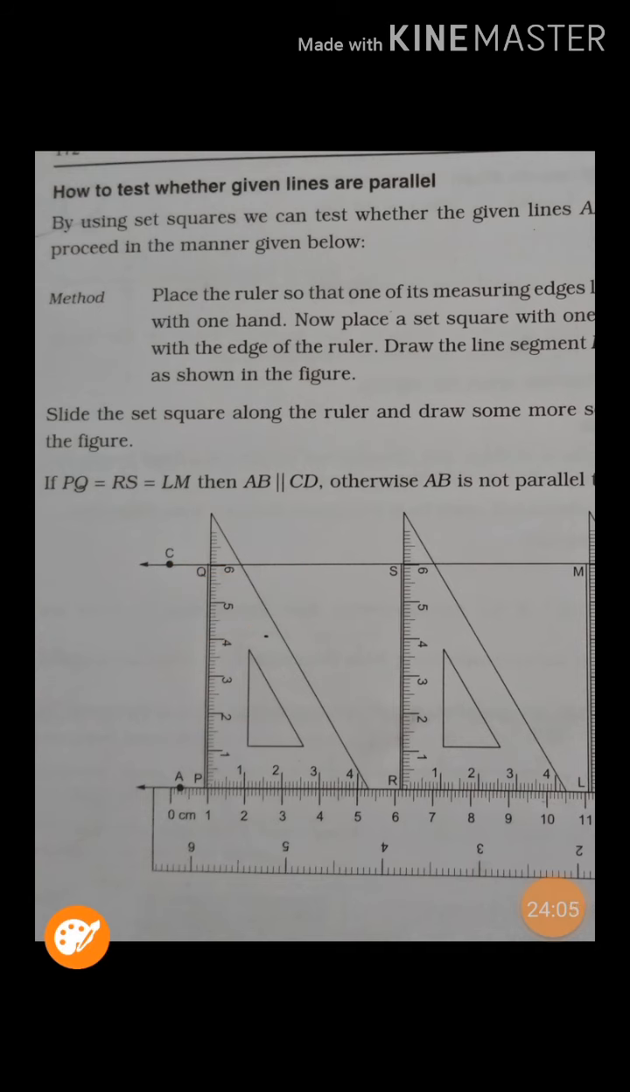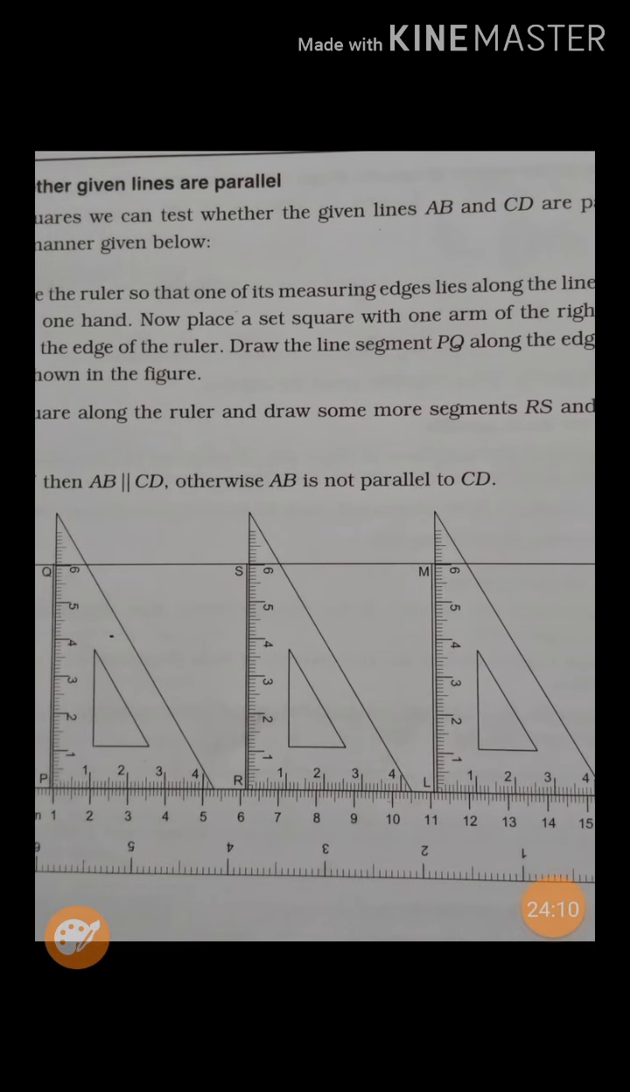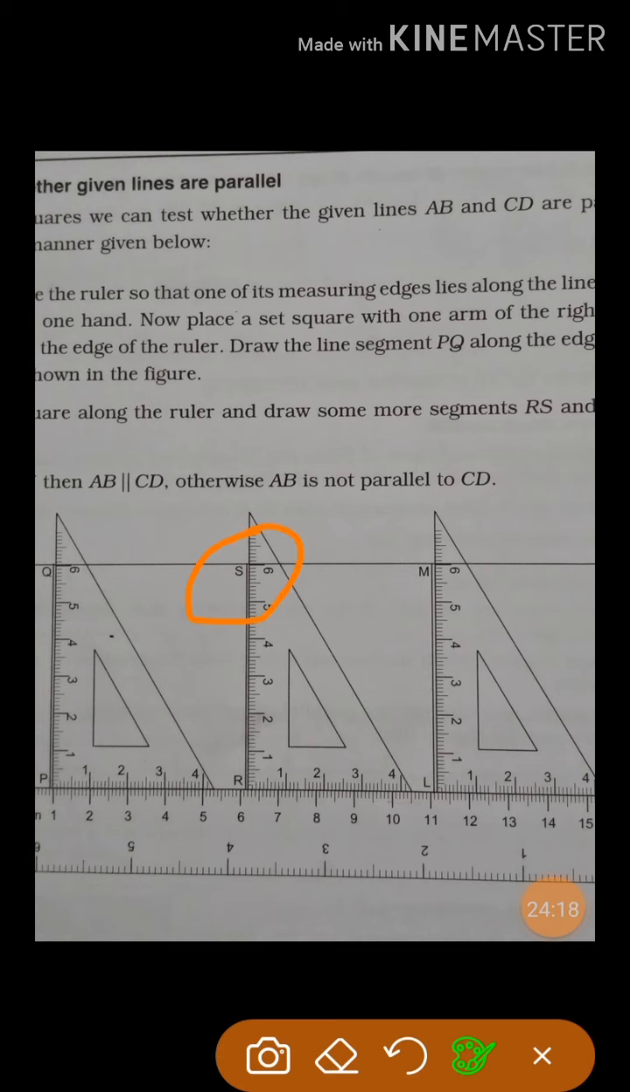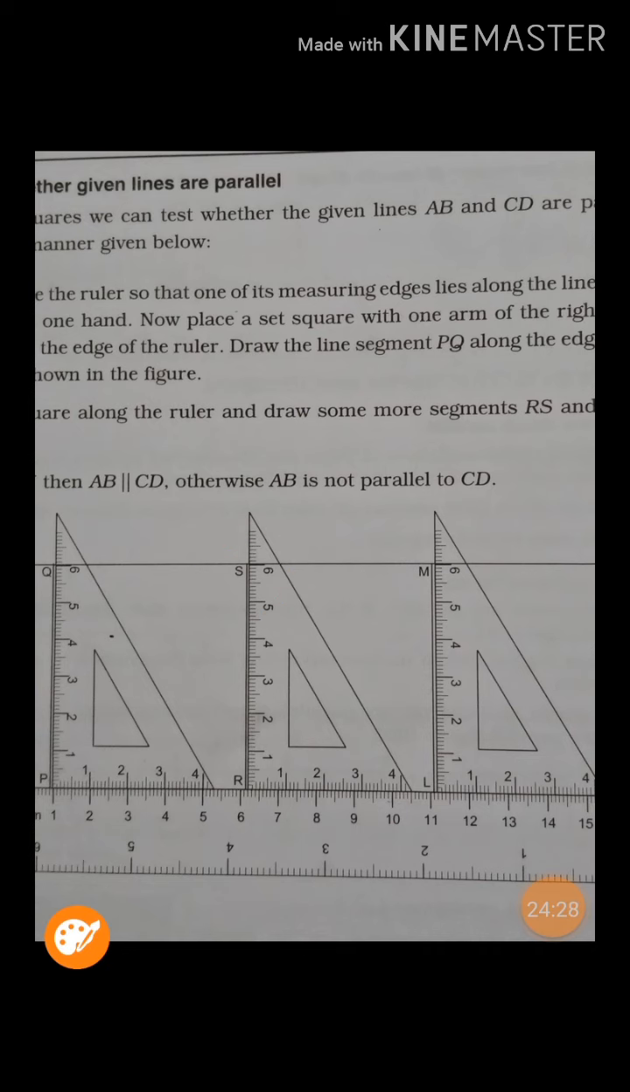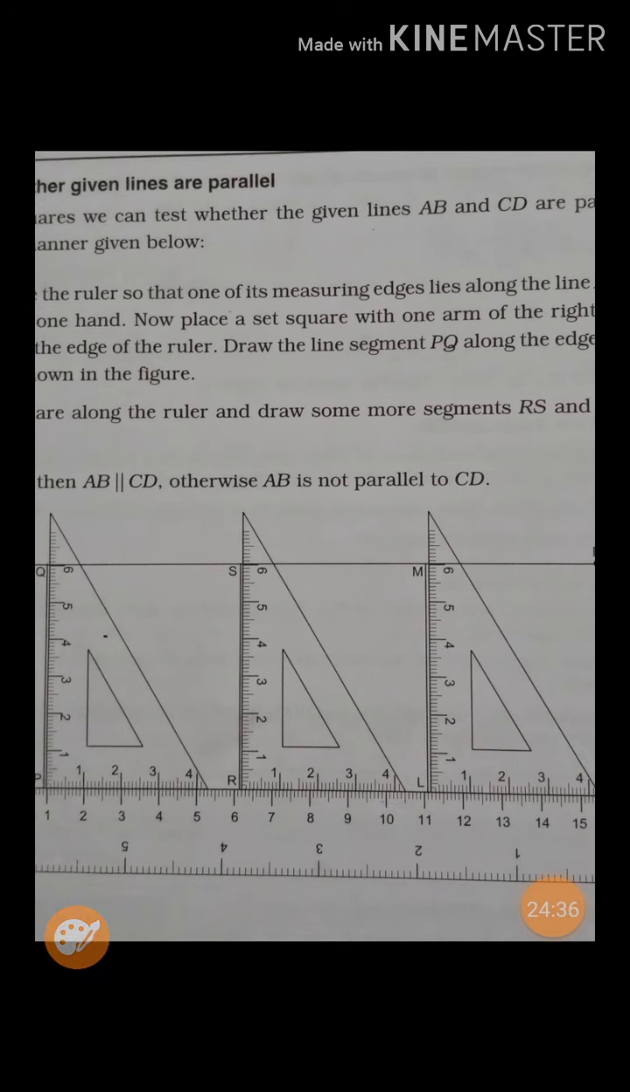Now we take out our set square and place it at another point on line AB, and again we check the distance between AB and CD. Again it is 6 centimeter. Then again we take it out and place it at another point, and again the distance is 6 centimeter. So on all 3 points we checked the distance between them. It is 6 centimeter all 3 times. So we can say these are parallel lines.